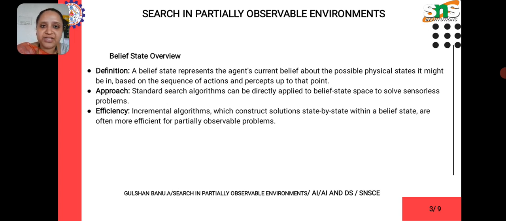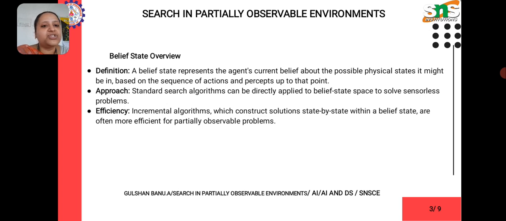We have different states in this partially observable environment. The first one is the belief state. Now what is a belief state? A belief state is based on the current process, and the current process will determine the next process based on its efficiency. A belief state represents the agent's current belief about the possible physical states it might be in, based on the sequence of actions and percepts up to that point.